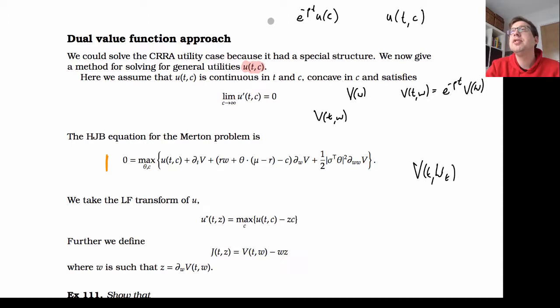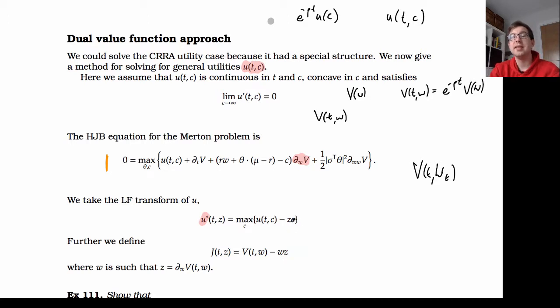So the idea here is we're going to define some new function u star of z, which is going to be the maximum of u of c minus z times c. And notice we've already got something of that form inside this expression. If I look at the maximization over c, I've got u of c minus c times the partial derivative of v with respect to w.